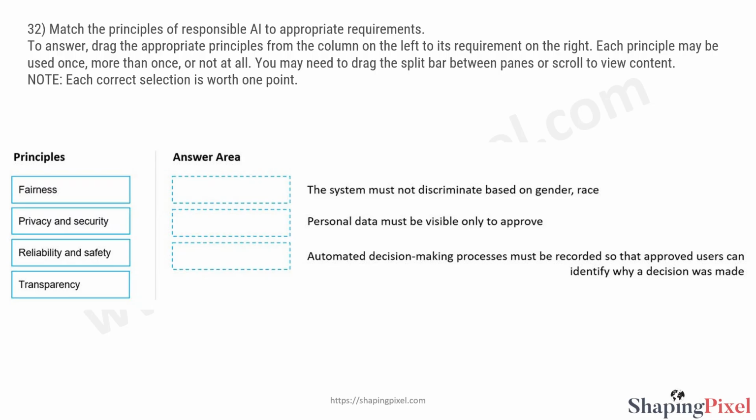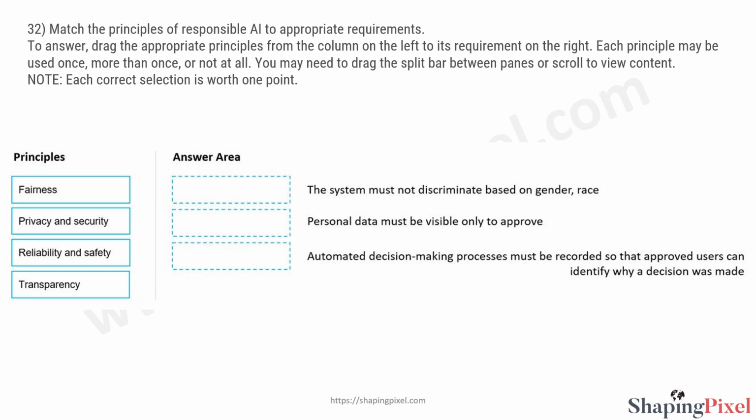Question number 32. Match the principles of responsible AI to appropriate requirements. To answer, drag the appropriate principles from the column on the left to its requirements on the right. Each principle may be used once, more than once, and not at all. You may need to drag the split bar between panes or scroll to view content. Each correct selection is worth 1 point. So the principles we have: fairness, privacy and security, reliability and safety, transparency.